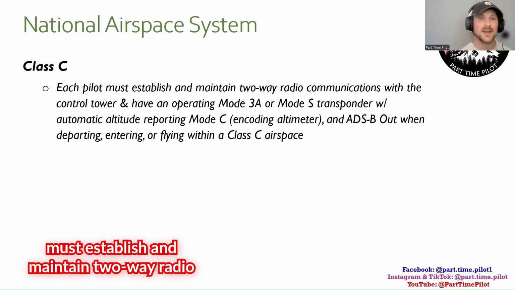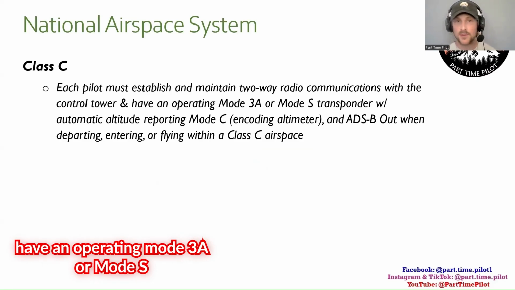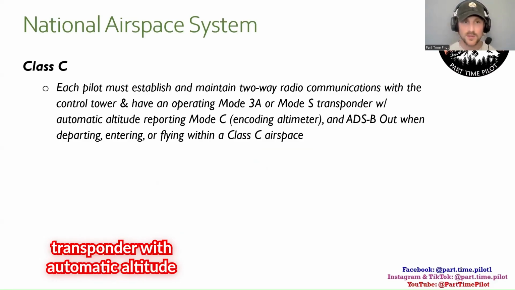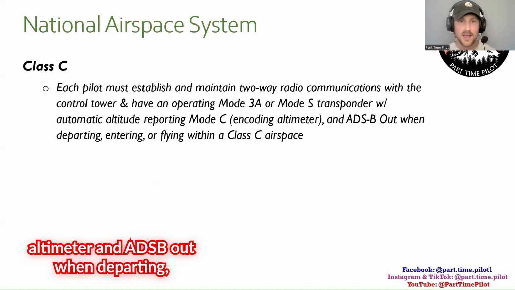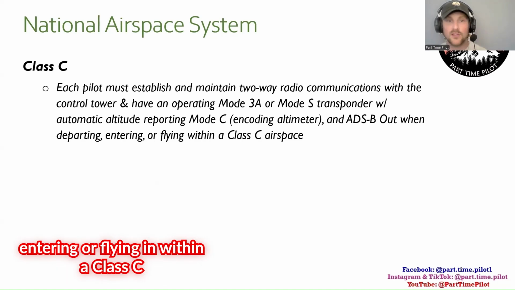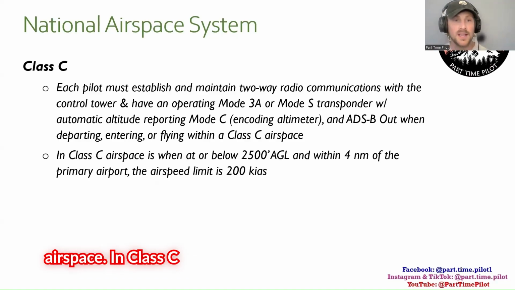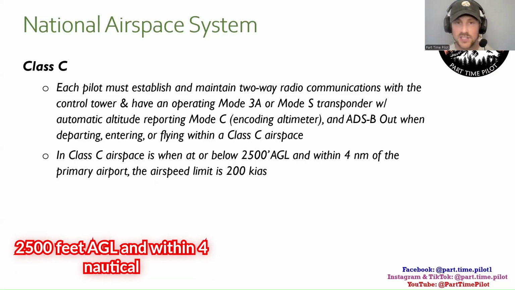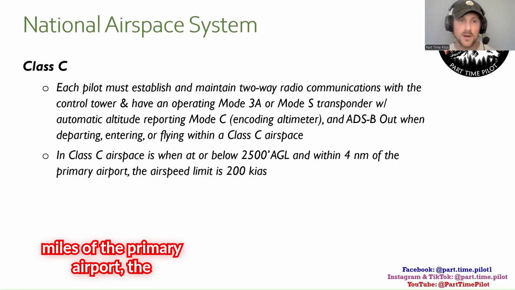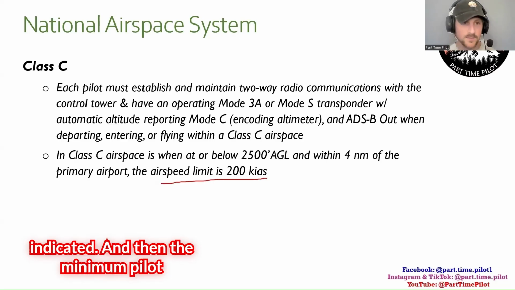Each pilot must establish and maintain two-way radio communications with the control tower and have an operating Mode 3/A or Mode S transponder with automatic altitude reporting, Mode C, which is an encoding altimeter, and ADS-B Out when departing, entering, or flying within Class C airspace. In Class C airspace, when at or below 2,500 feet AGL and within 4 nautical miles of the primary airport, the airspeed limit is 200 knots indicated.